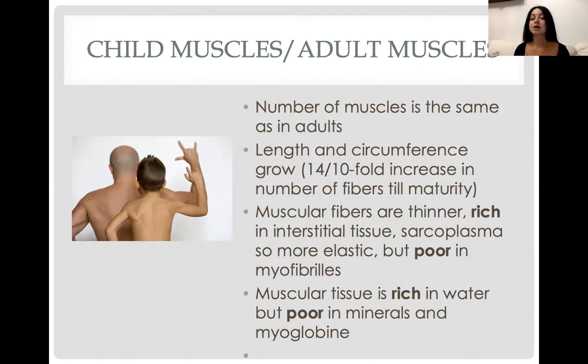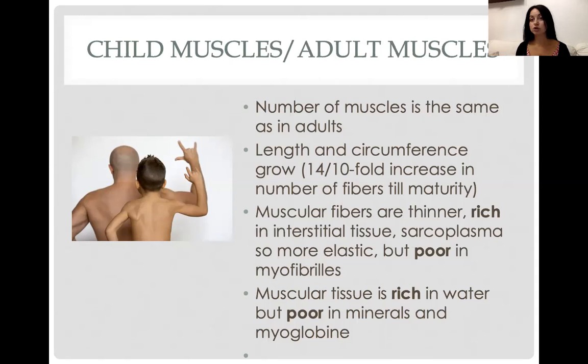And when we talk about the structure of muscles in children, especially in young children, in infants, we should tell that muscular fibers are thinner, with sarcoplasm in higher quantity, as well as interstitial tissue. So muscles are more elastic, but poor in myofibrils.